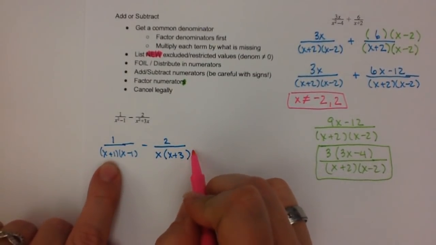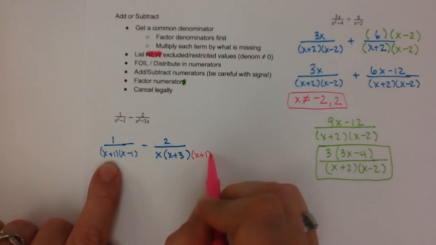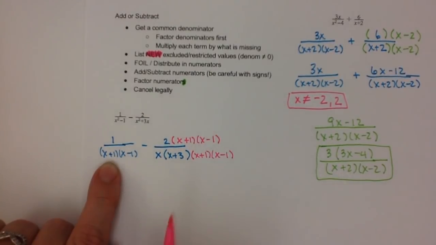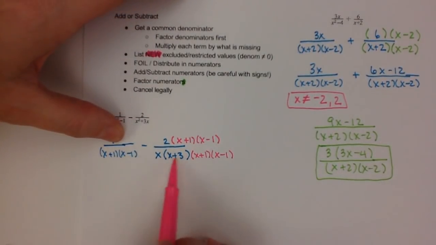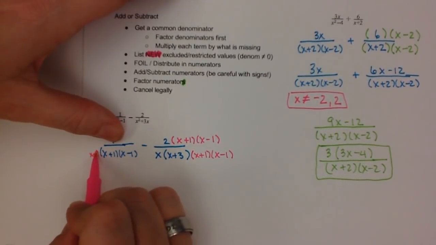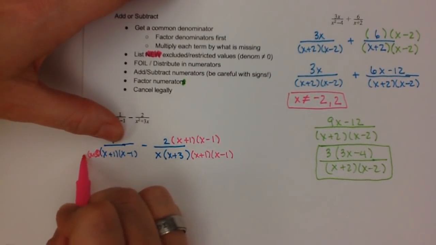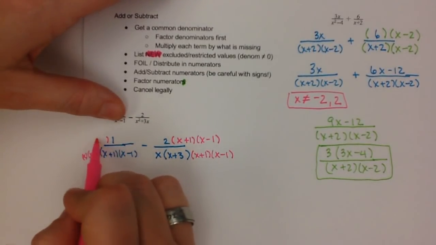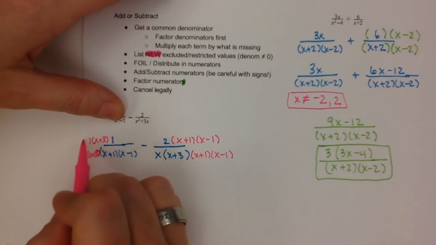So I need to multiply this denominator by x plus 1 times x minus 1, which means I also need to multiply the numerator by x plus 1, x minus 1. And then to make this one match that one, I need to multiply it by x plus 3 and x, which means I also need to multiply the numerator by x plus 3 and x.